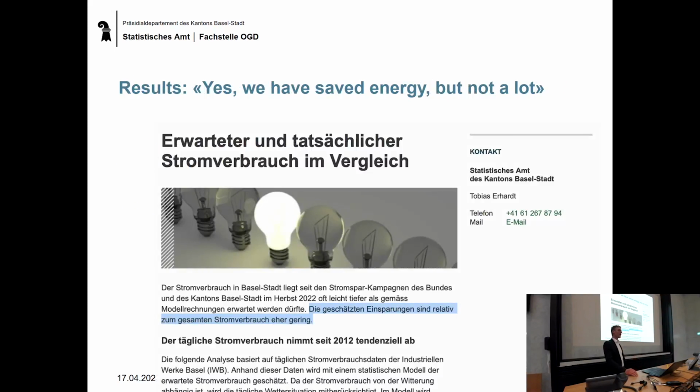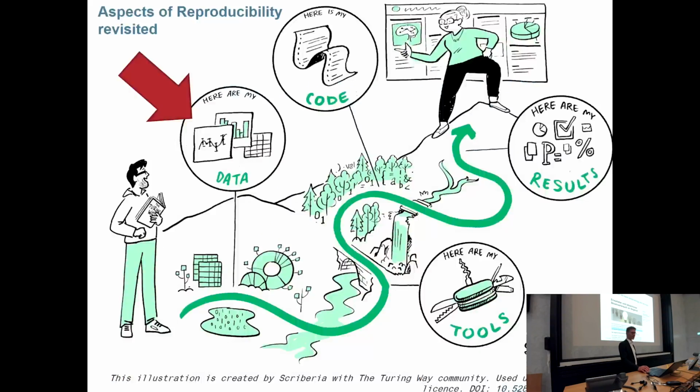Results: yes, we have saved energy, but not a lot. I paraphrase this. Officially, it sounds a bit different, but this is actually my one-liner here. Tobias Erhard, one of my colleagues, and his team have done this research. That's great work. So we saved some energy, but probably not a lot, and probably not enough. But that's a political decision. So if we look again at these 4 aspects of reproducibility, let's look at the first one, data.